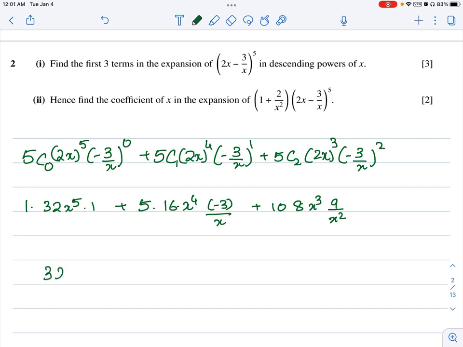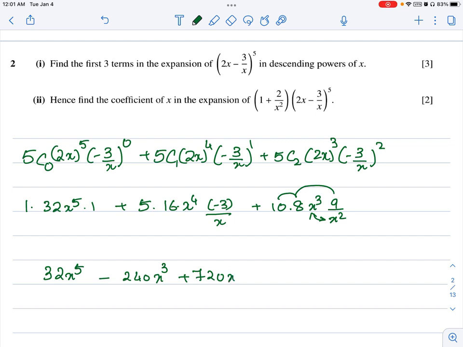So upon simplification, I get 32x to the power of 5 minus 240 x power 4 upon x, which is x cube, and this is 80 times 9 is 720, x cube upon x square is x. That's going to be the answer.